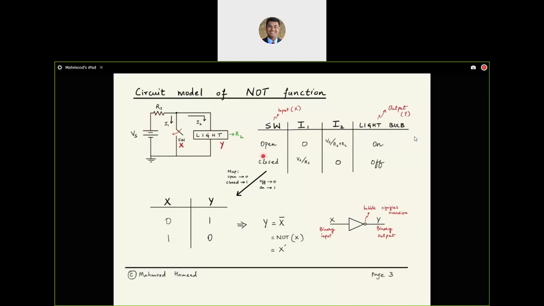Now if I map this to a truth table, I have X for the switch and Y for the light bulb. When the switch is open, the light bulb turns on. When the switch is closed, the light bulb turns off. So it's exactly the opposite of the input, hence the NOT functionality, also called an inverter.